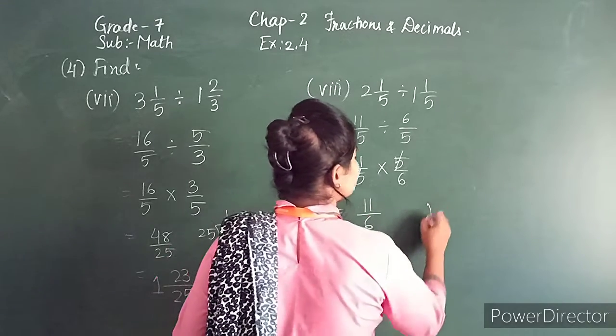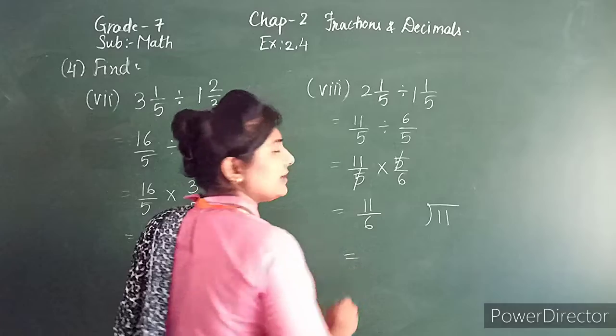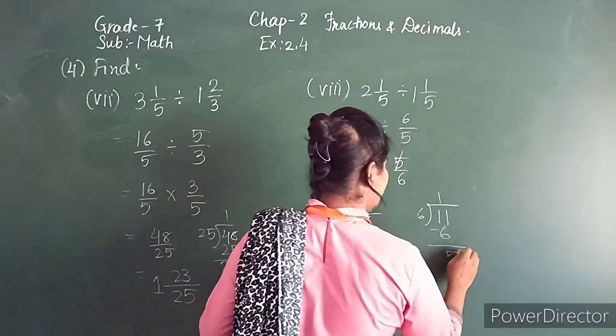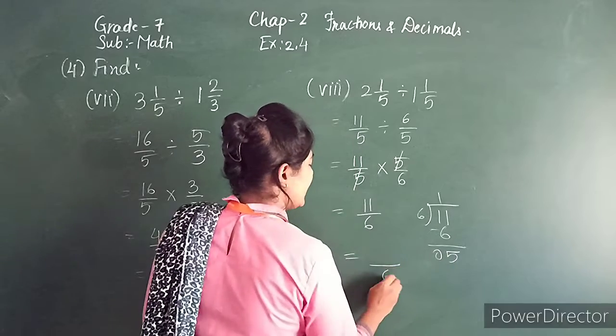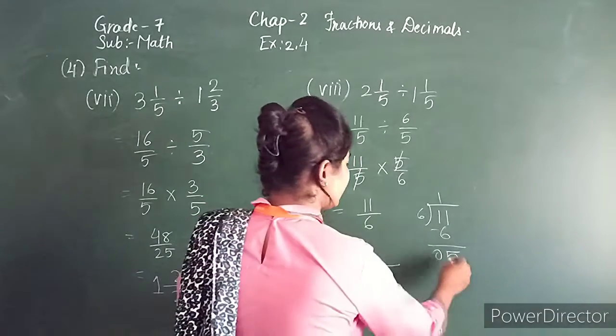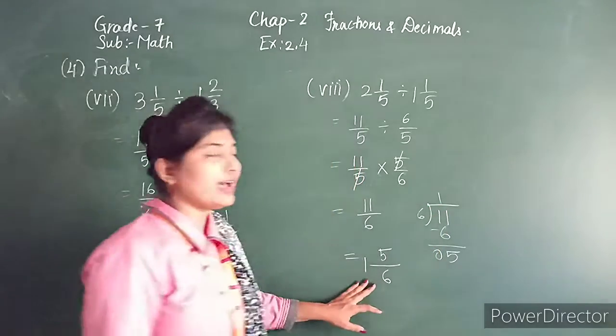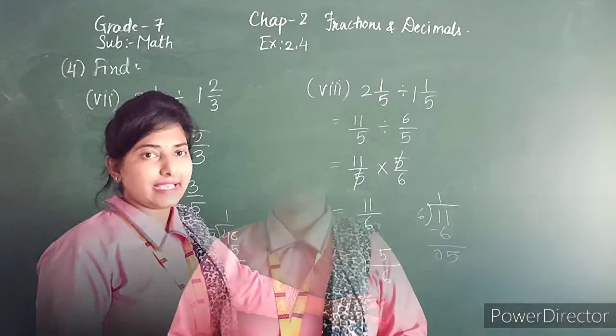Now we have to convert this into mixed fraction form because the numerator is greater than denominator. So 6 ones are 6. So here 5 is the remainder. So we have to write 6 in the denominator. This 5 remainder we have to write upward and this one we have to write in a side. So our answer is 1 5 by 6.